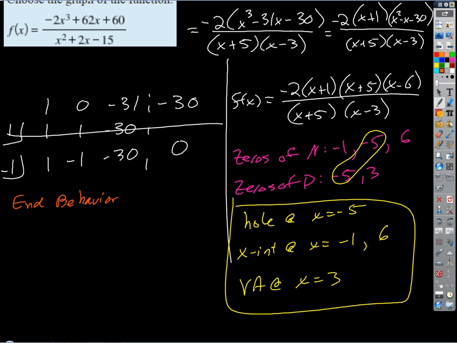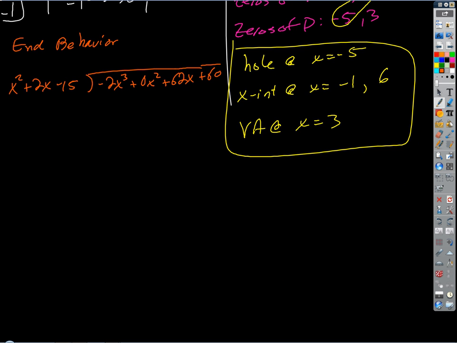So we've got, outside, x squared plus 2x minus 15 dividing into negative 2x cubed. Remember, I've got to put a 0 coefficient in, right? I've got to keep a column for every power of x. So I've got a plus 0x squared plus 62x plus 60. So how many times does x squared divide into negative 2x cubed?